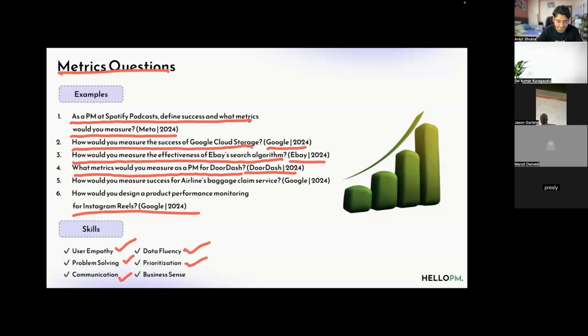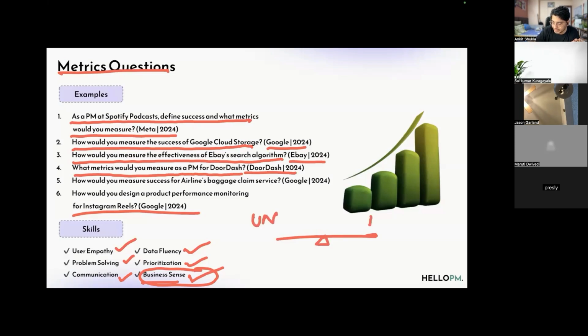And then the business sense: are your metrics related to the business or not? Whenever you create a product, you have to balance between the user needs and the business needs. You cannot create a product that only satisfies the business because in the long run it is going to lose. You cannot create a product that only satisfies the customers because in the long run the business is going to lose. They are going to take up the budget.